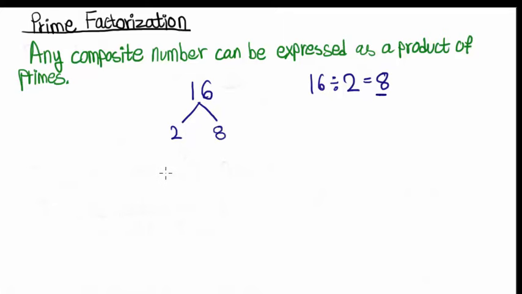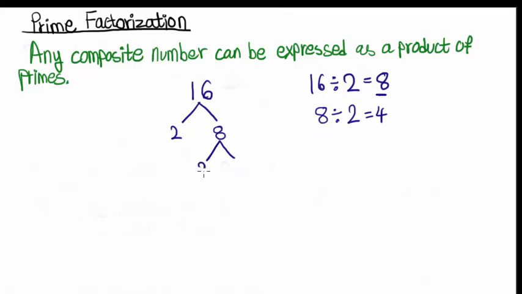In the next step, I need to figure out all of the prime factors of each of these branches. I cannot figure out any more prime factors for the number 2 because the number 2 is in itself a prime number. But on the other hand, I can figure out the prime factors for the number 8 using a similar procedure like I did with the number 16. So I need to begin again by figuring out the first prime factor for the number 8. In this case, 8 divided by 2 will give me the number 4. And since 4 is a whole number, 2 is a factor of 8.